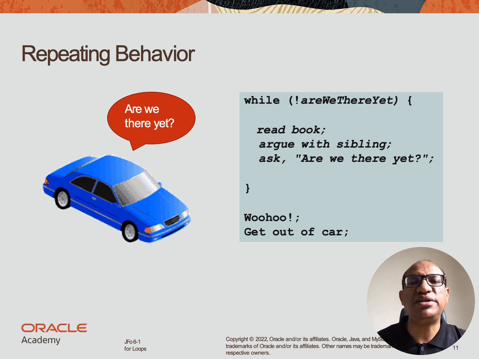A common requirement in a program is to repeat a number of statements. Typically, the code continues to repeat the statements until something changes. Then the code breaks out of the loop and continues with the next statement. The pseudocode example shows a while loop that loops until the are-we-there-yet Boolean is true.